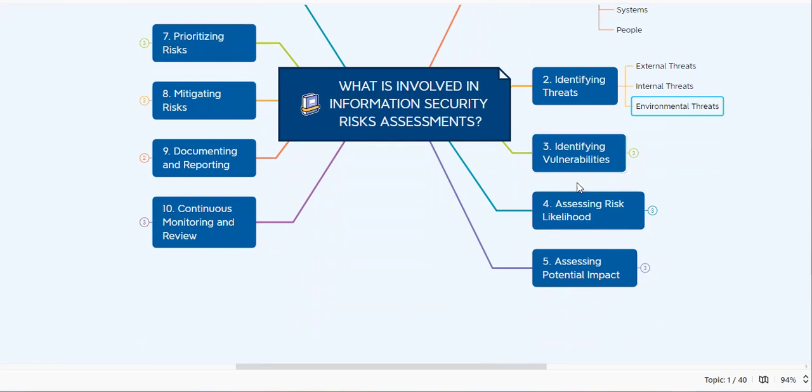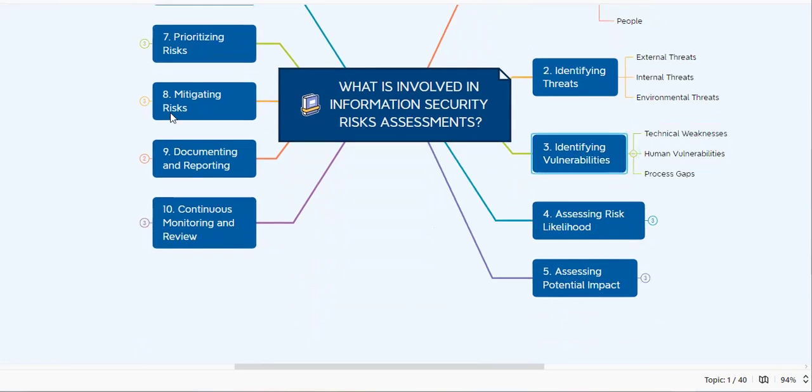Then moving on, we look at identifying vulnerabilities, which has to do with your technical weaknesses, your human vulnerabilities, and process gaps. So when it comes to your technical weaknesses, we are talking about things such as your unpatched software, your weak passwords, or outdated systems. Then we move on to your human vulnerabilities, looking at the lack of training, phishing, and social engineering attacks. We're looking at your process gaps, for example, poor incident response, the lack of access controls, or insufficient monitoring.